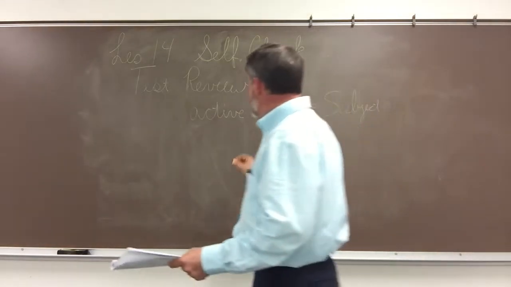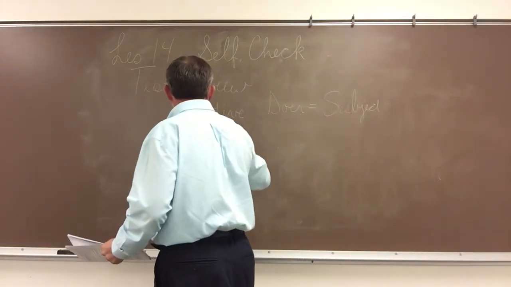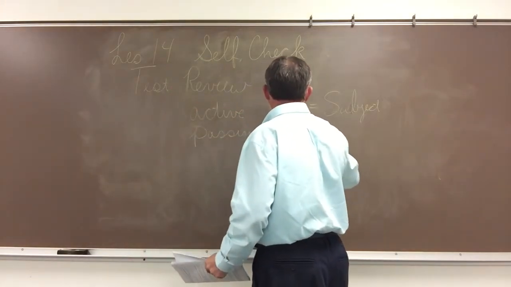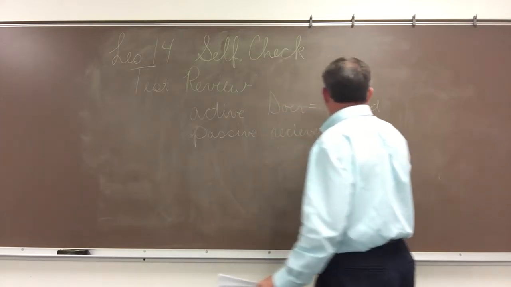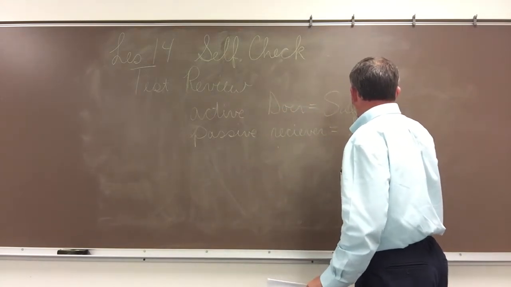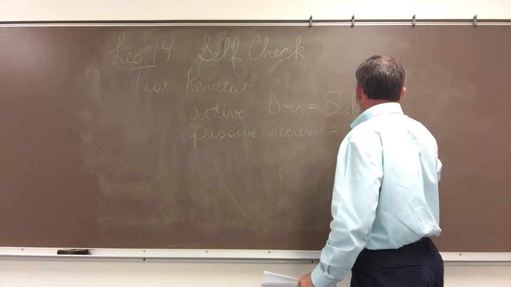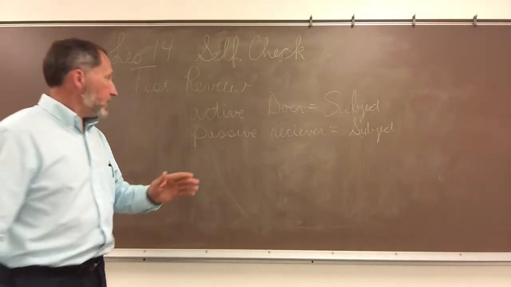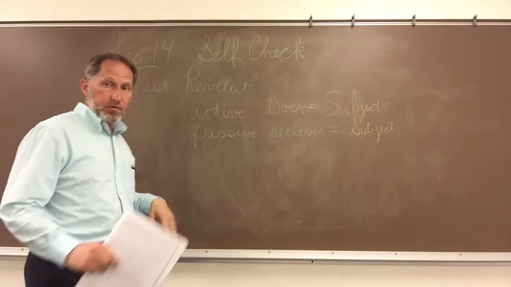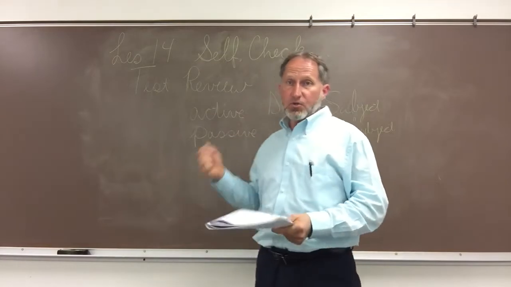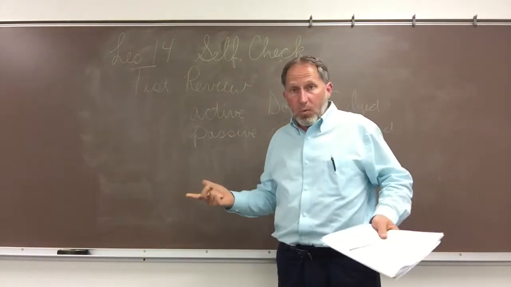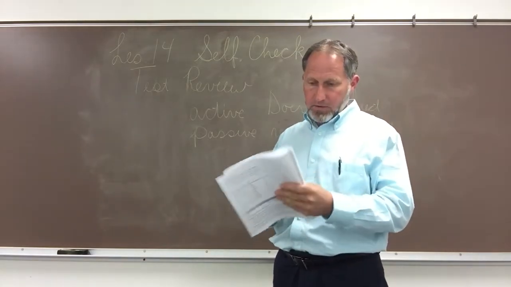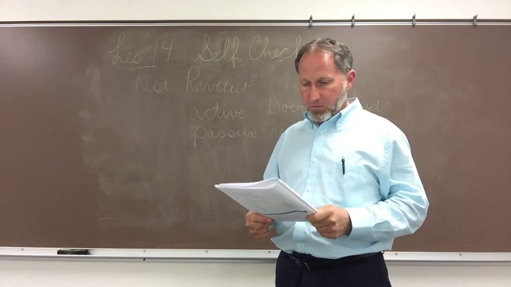In passive, you have the receiver as the subject. So again, you have an action verb, someone's receiving the action, and that is the subject. That's passive voice. The doer of the action is usually going to be a prepositional phrase, or you may not know who the doer is. So that's active and passive voice. And you have 3 of those.